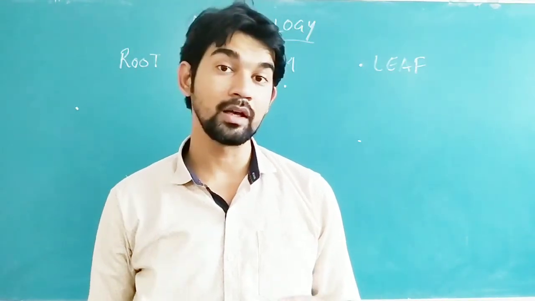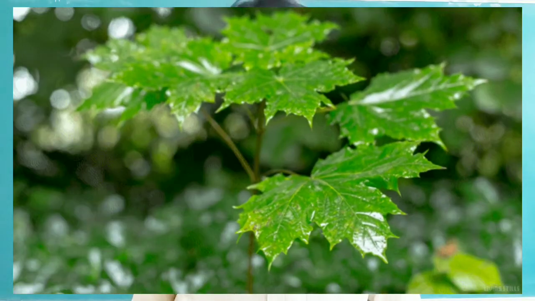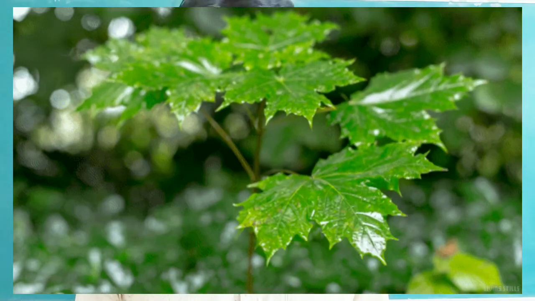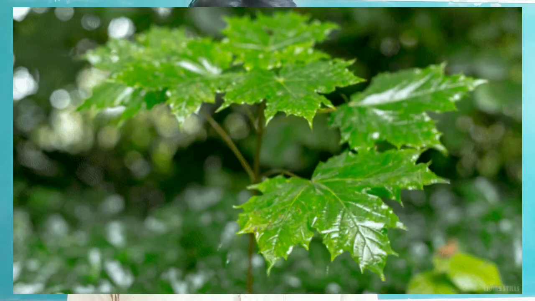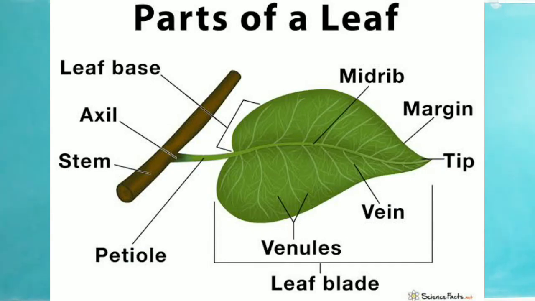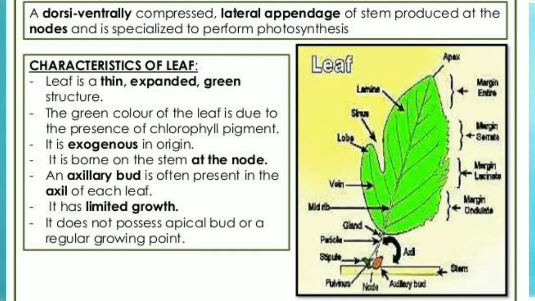And lastly, the leaf. The leaf is a flattened lateral outgrowth of the stem or the branch, developing from a node and having a bud in its axil. The axillary bud later develops into a branch. And if we talk about the characteristics of the leaf, they are lateral outgrowths and they contain stomata, and leaves are the main parts which do photosynthesis and most of the transpiration.